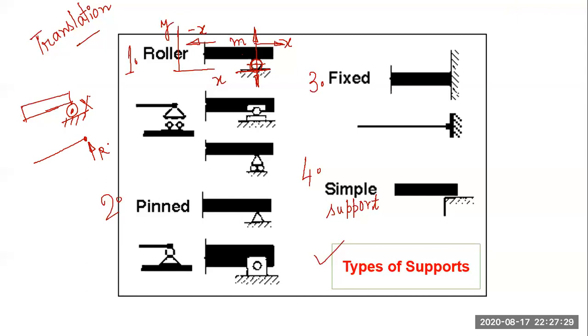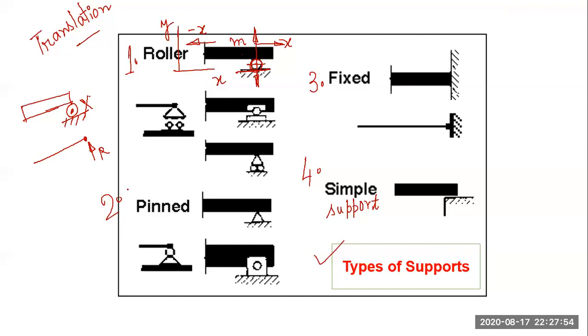Is it clear? So if you are to replace a roller support in order to draw the free body diagram of an object which was placed over a roller, we have to replace it by a single vertical force at the point of roller.